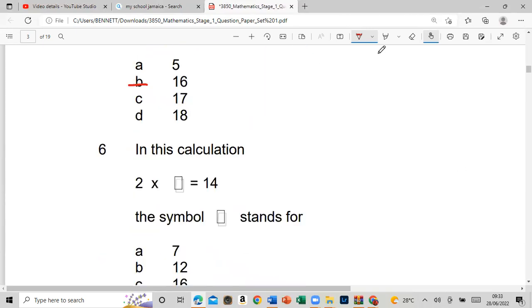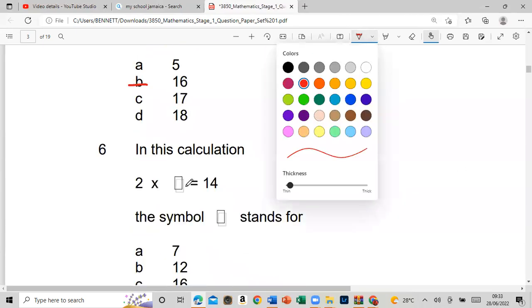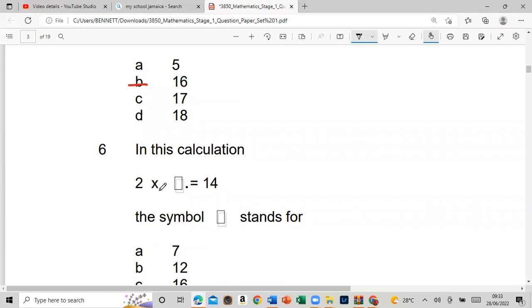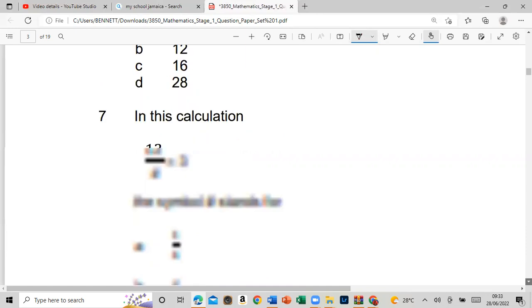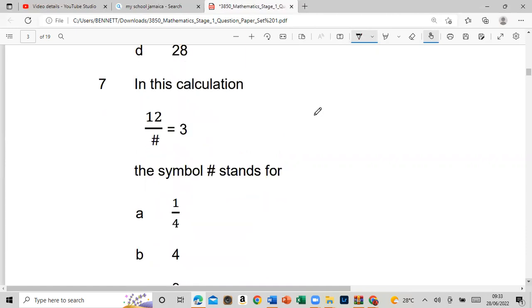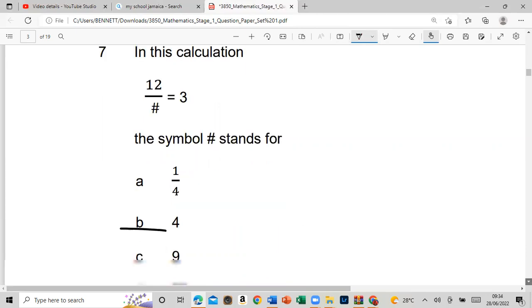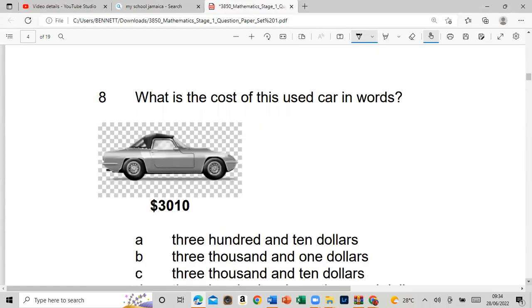I don't want to use the red continuously. In this calculation, 2 multiplied by what gives you 14? And that will be 7. So this paper is a little bit easier, so I'll go a little bit faster. In this calculation, 12 divided by a number is equal to 3. What is that number? And that is 4. 12 divided by 4 gives you 3.